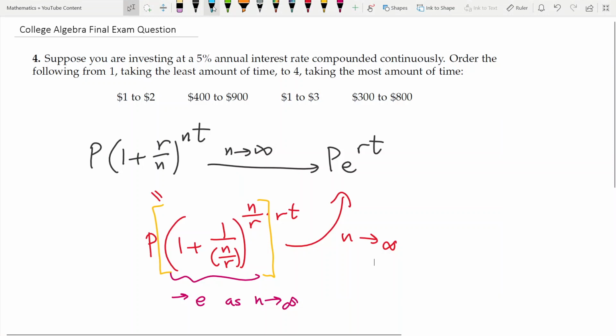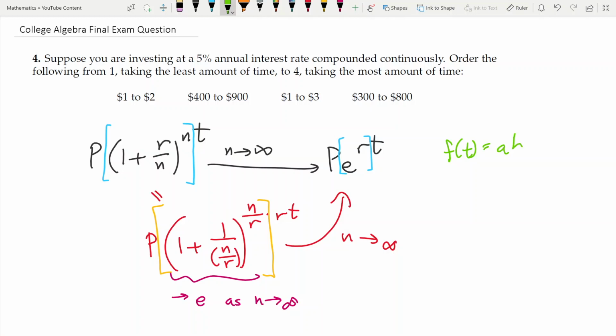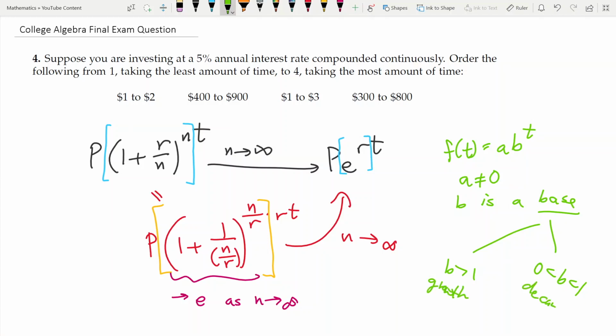Okay, so you can put parentheses around here to see that the non-continuous case is an exponential function, and you can also do it over here. An exponential function for me would be something of the following form, where f of t is a times b to the t. A is non-zero and b is a base. Okay, so a base means that b is either greater than 1 or strictly between 0 and 1. In the first case, we call that exponential growth, and in the latter case, we call it exponential decay.